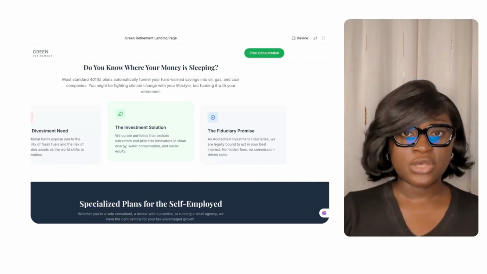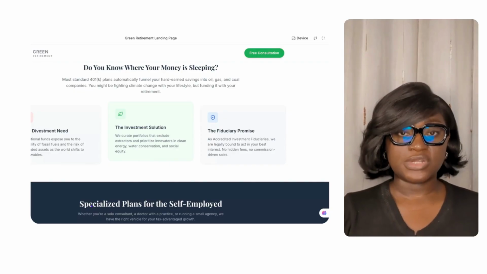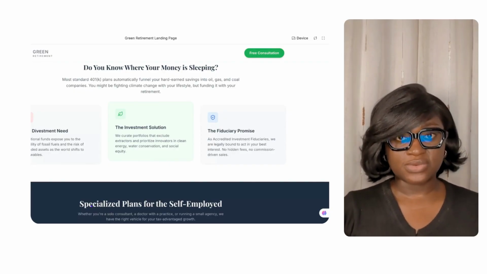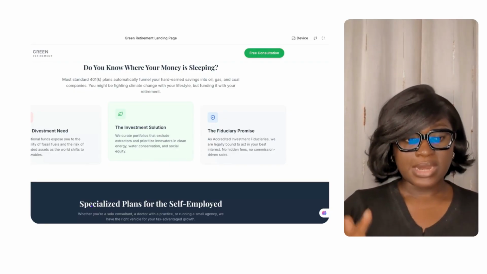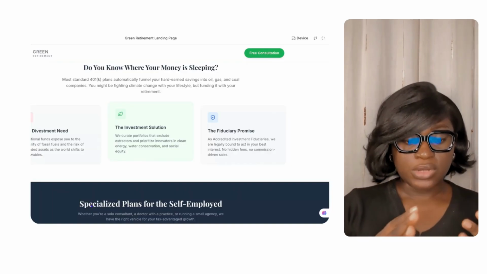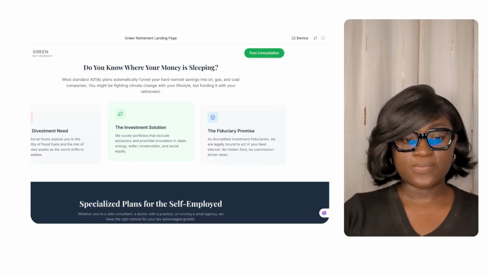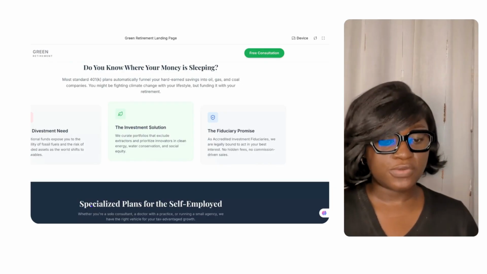That's one of the significant differences between a landing page and a website. A website is like a catalog. A landing page is in-depth information about a service, and it's part of your sales funnel.